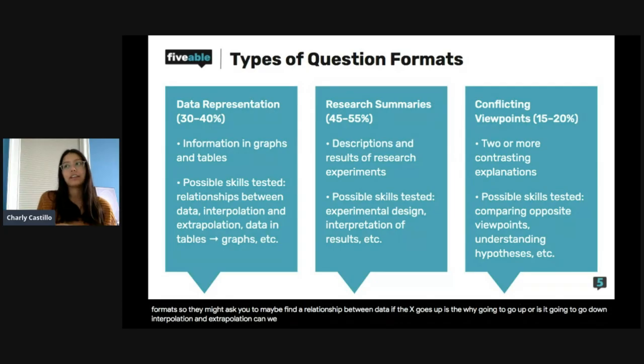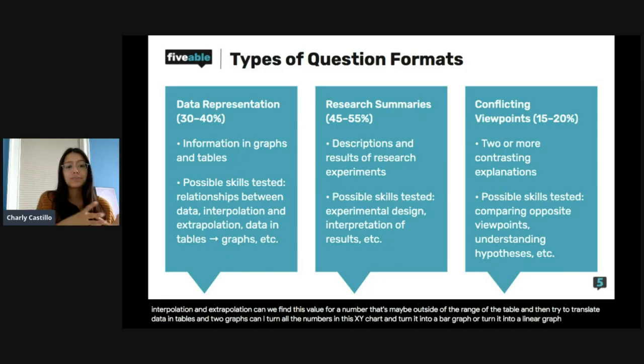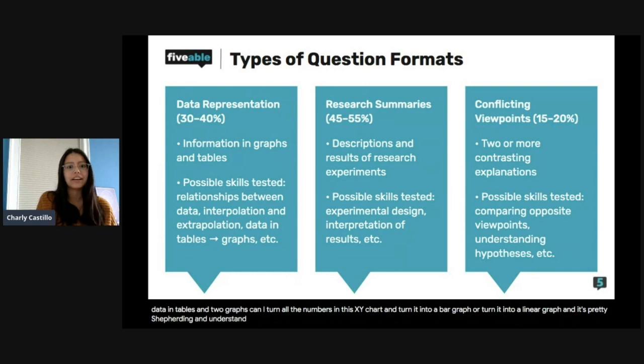Can we find this value for a number that's maybe outside of the range of the table? And then try to translate data in tables into graphs. Can I turn all the numbers in this XY chart into a bar graph or into a linear graph? And that's pretty much what it's asking you to do. Just, again, interpreting and understanding data.